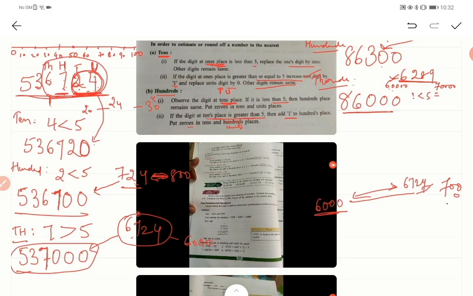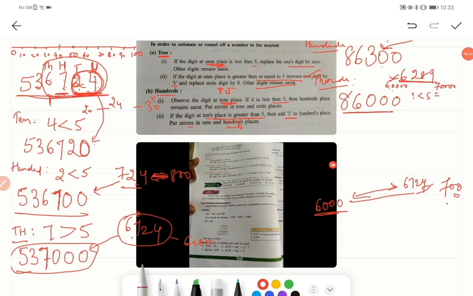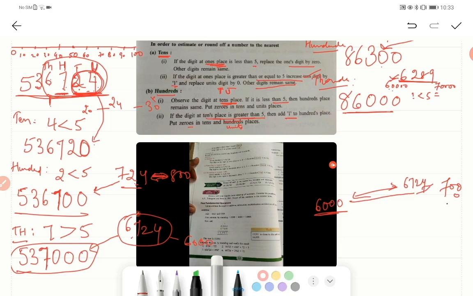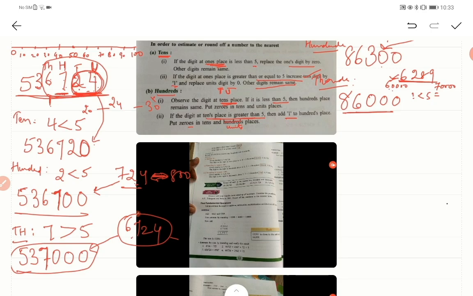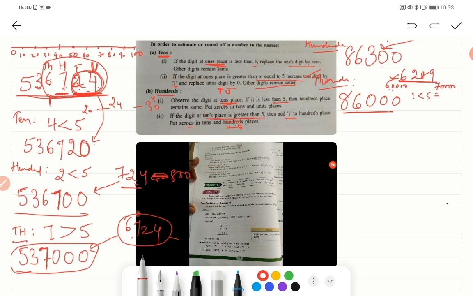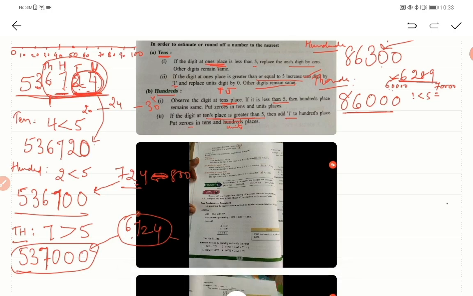Okay students, this is how we are approximating our numbers to the respective tens, hundreds, thousands. You can approximate towards the lakhs as well. Let me now go for the approximation of numbers in the fundamental operations, that is addition, subtraction, multiplication and division. Alright students, let's see one by one.